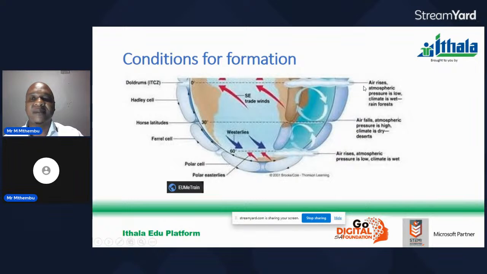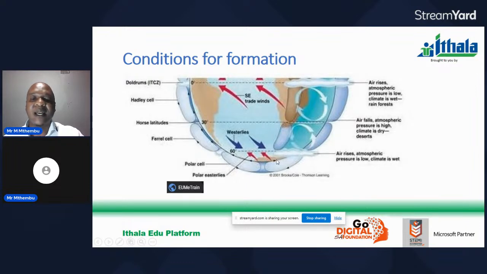This is the equator. So air rises here, atmospheric pressure is low, climate is wet, rainfall focus. But our area of focus is around here, between 30 degrees as well as 60 degrees. So let's look at 30 degrees, where air falls, atmospheric pressure is high, climate is dry. And the most common features that occur right here are deserts.